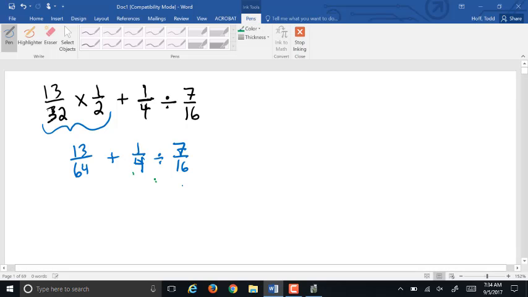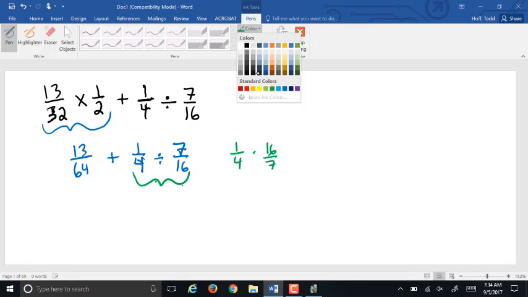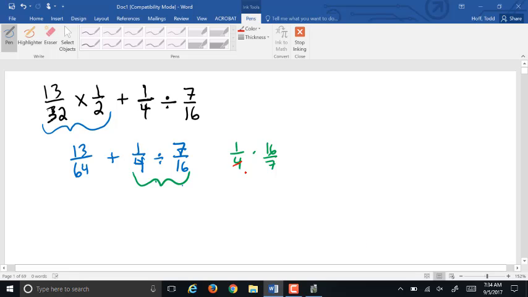Now we're going to do the division. 1/4 divided by 7/16, well, that's going to become 1/4 times 16 over 7. The 4 and the 16 both divide by 4, giving me 1 and 4. So 4/7. So we're at 13/64 plus 4/7.